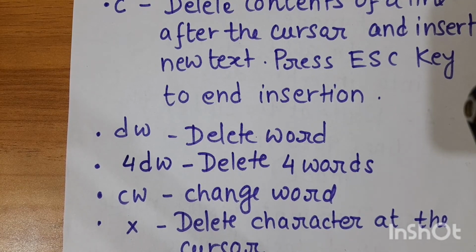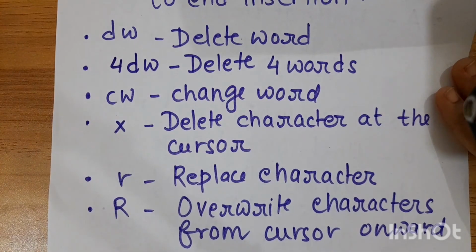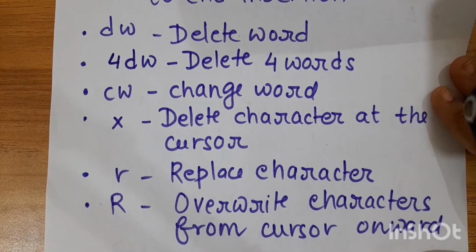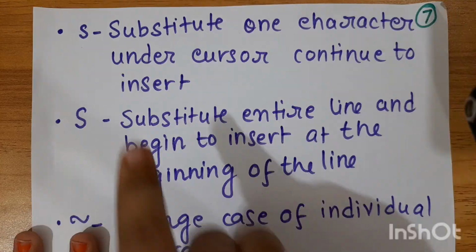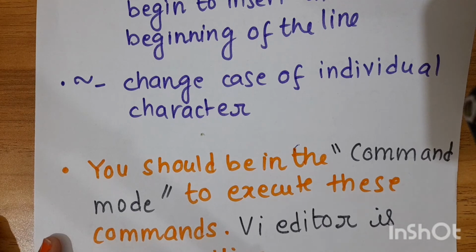Small r means replace that particular character. Capital R means overwrite the characters from the cursor. Small s means substitute one character under the cursor and continue in insert mode. Capital S means substitute the entire line and begin to insert at the beginning of the line. And tilde means change the case of the individual character, so small case becomes big case and big case becomes small case.